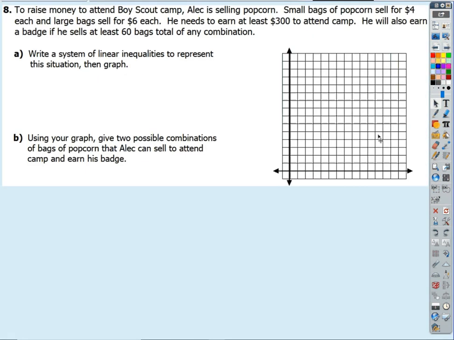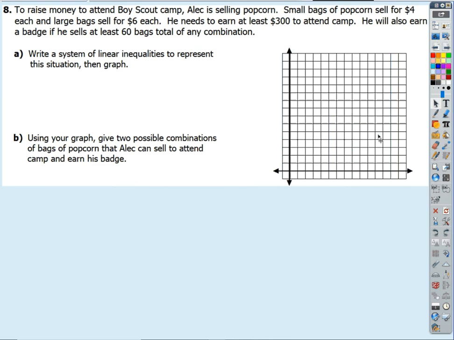Okay, what about this now? All we're going to do, and we won't spend time graphing it, is let Desmos graph it for us. It says to raise money to attend Boy Scout camp, Alex is selling popcorn. Small bags of popcorn sell for $4 each, large bags sell for $6 each, right? He needs to earn at least $300 to attend camp. He will also earn a badge if he sells at least 60 bags of any combination, okay? So he wants to get a badge and attend the camp.